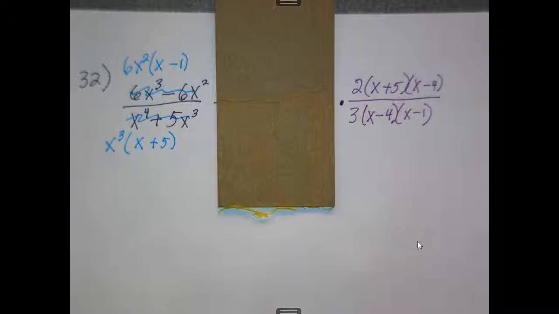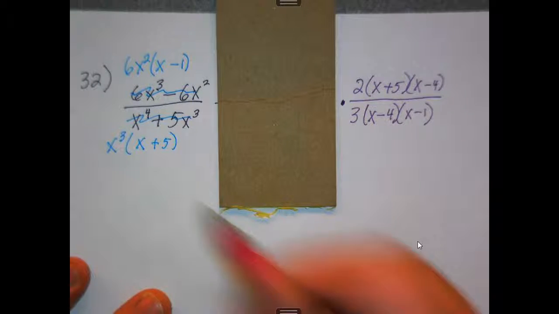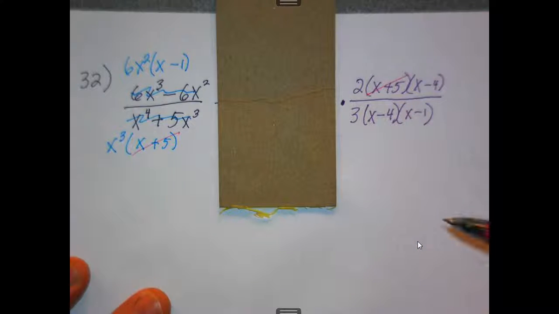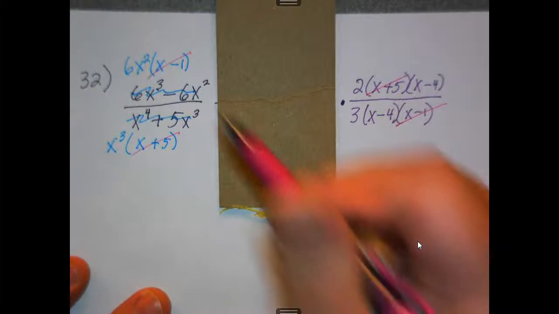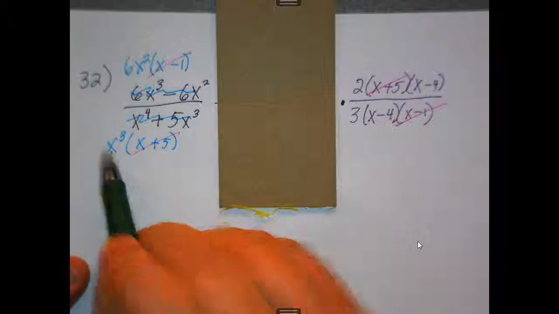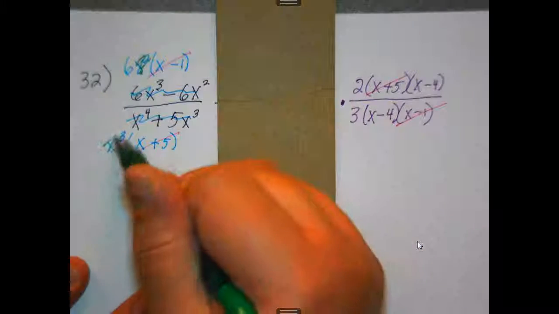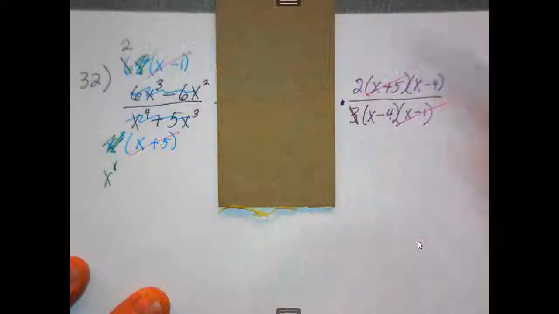Okay, I think I'm ready. X plus 5, x minus 1. Let's see, 2 of the x's, and I got 3 x's here. So these are going to cancel. I'm going to get an x to the first here. 3 goes into 6 twice. Is that it?